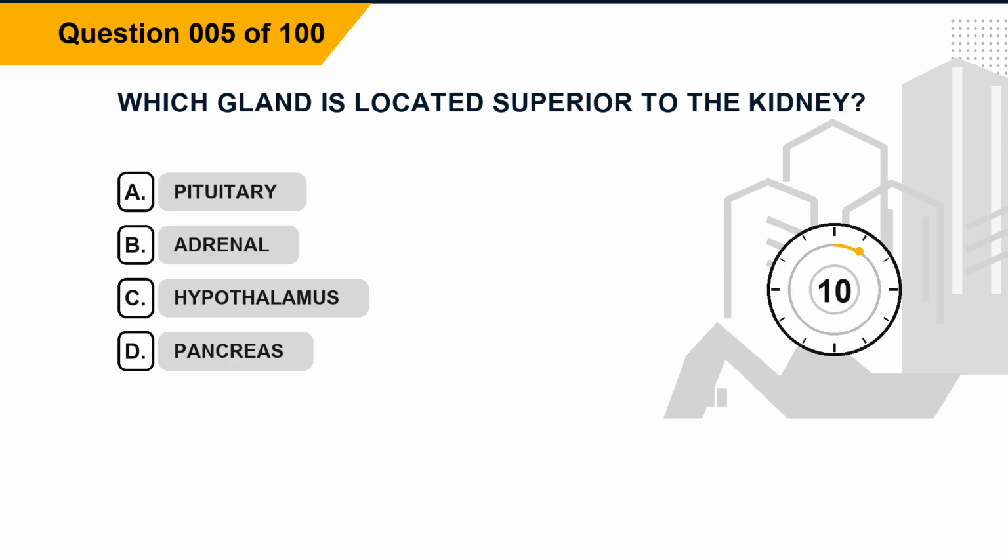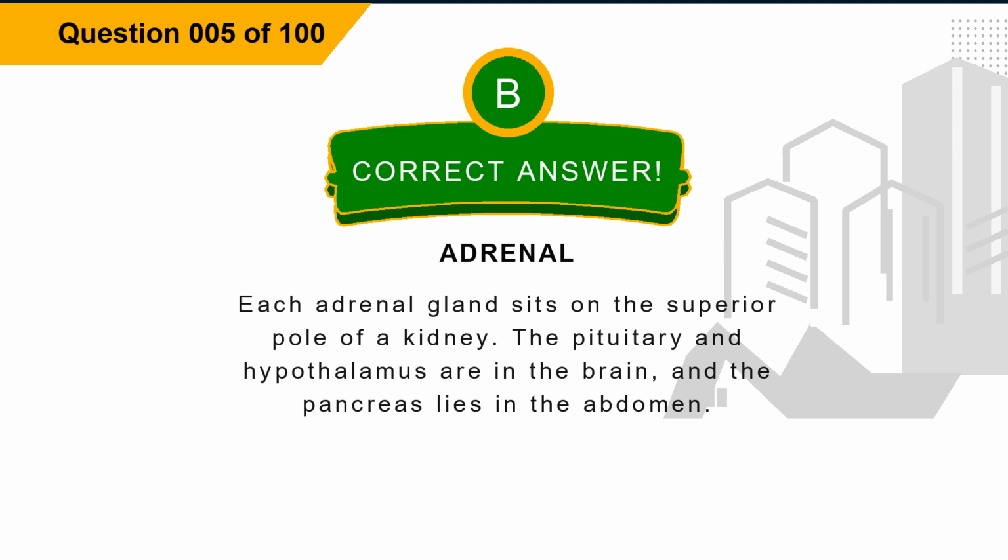Question 5. Which gland is located superior to the kidney? Option A. Pituitary. Option B. Adrenal. Option C. Hypothalamus. Option D. Pancreas. The correct answer is option B. Adrenal. Explanation. Each adrenal gland sits on the superior pole of a kidney. The pituitary and hypothalamus are in the brain, and the pancreas lies in the abdomen.